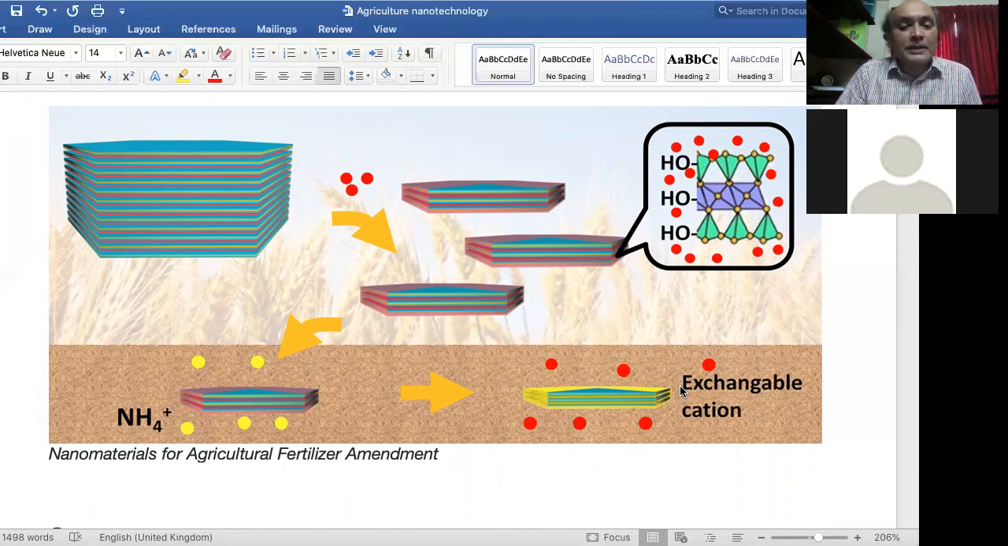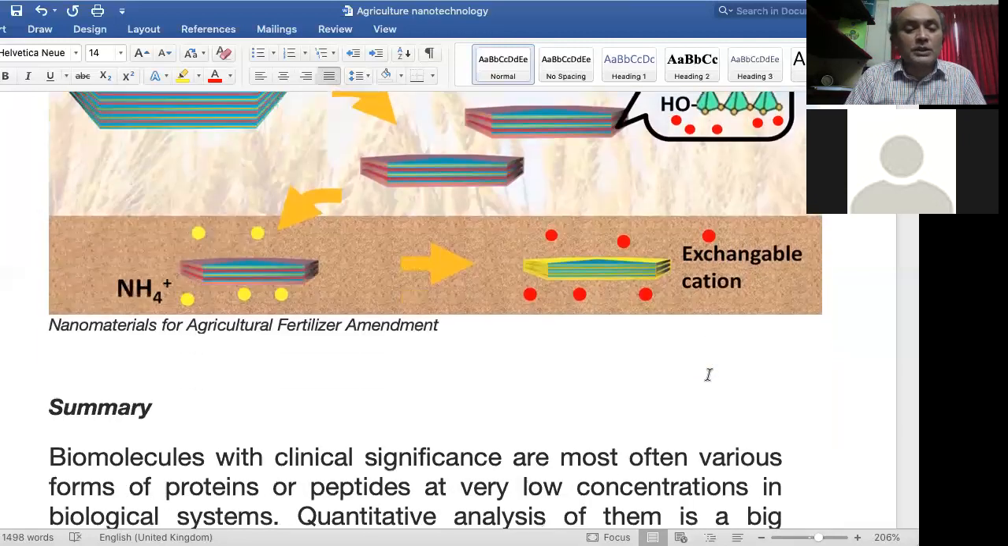And clay nanoparticles are basically negatively charged, and they can tightly absorb cations like ammonium. In that case, for the exchange of cations, the root releases hydroxyl ions or other ions, protons, to exchange the cations. Protons and ammonium are then exchanged and the plant can take it up. So nanomaterials for agricultural fertilizer amendments is one of the important strategies nanotechnologists are pursuing.